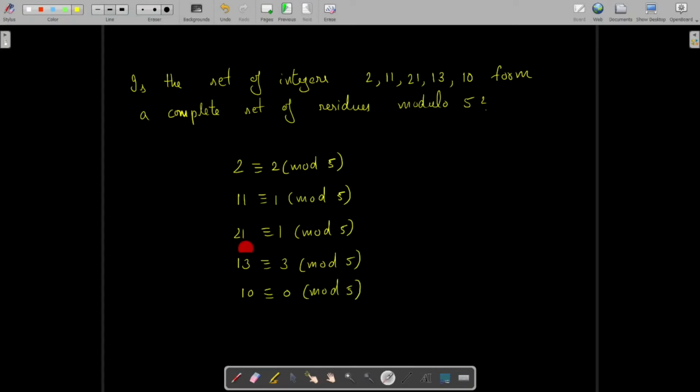Here we may see that these 5 integers are congruent modulo 5 to the integers 2, 1, 1, 3, 0. None of these integers is congruent to 4 mod 5. Therefore, this set of integers never forms a complete set of residues modulo 5. If they formed a complete set of residues, they would be congruent to exactly one of these integers 0, 1, 2, 3, 4 in some order. Here that is not the case. Both the integers 11 and 21 are congruent to the same integer 1, and 4 never appears. So we can conclude that this set of integers never forms a complete set of residues modulo 5.